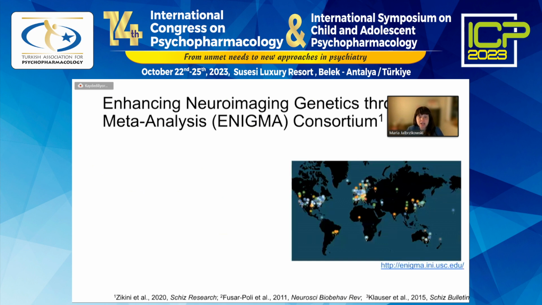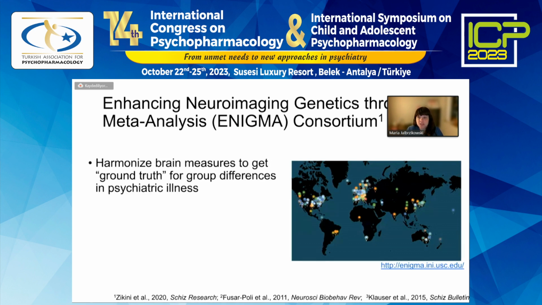In 2009, 2010, Paul Thompson at USC created the Enhancing Neuroimaging Genetics Through Meta-Analysis, or ENIGMA Consortium, where one of the main goals of this collaboration is to harmonize neuroimaging data and identify neural markers of psychiatric illness. And I really think it's this way, by combining data from all across the world, that we're able to really get at the ground truth for detecting group differences in psychiatric illness.